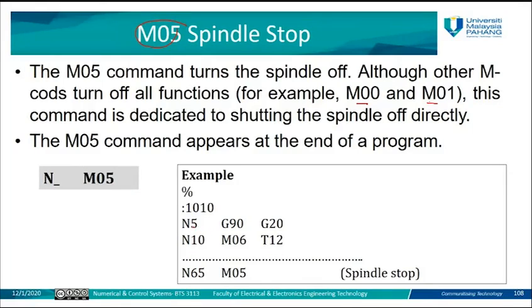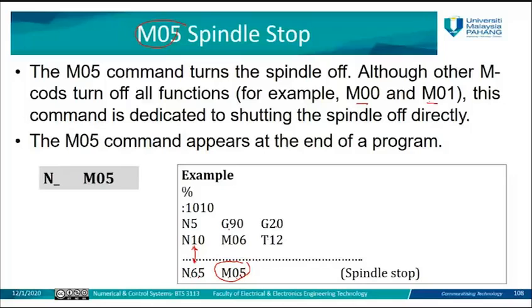So for example, here we have N5, G90, G20. Then we have N10, M06, T10, then the spindle runs, and we change the tools, and go until the end of the program, then N65, M05. At the end, M05 will stop the spindle only, not stop the program, not stop the other parts of the machine.